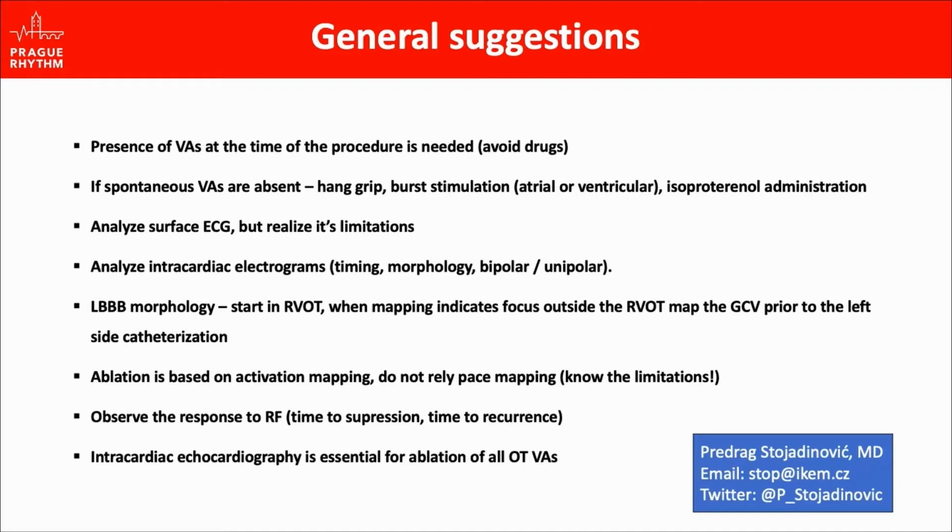During the procedure, we need to analyze intracardiac electrograms. This is an EP procedure. This is not an interventional procedure. We are interested in timing prematurity of the signals, but also we need to realize morphology in the bipolar and unipolar setting. If we have a patient with LBBB-like morphology of the PVCs, we should start in the RVOT, and when mapping indicates the focus outside of the RVOT, we can map the great cardiac vein actually prior to left side catheterization.